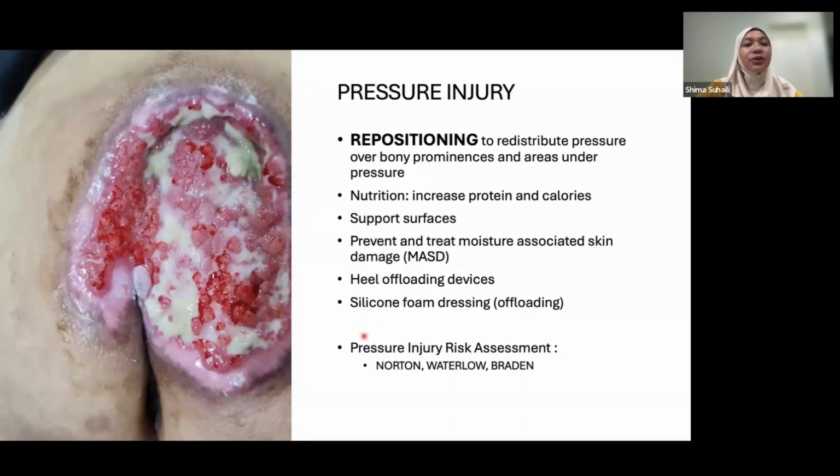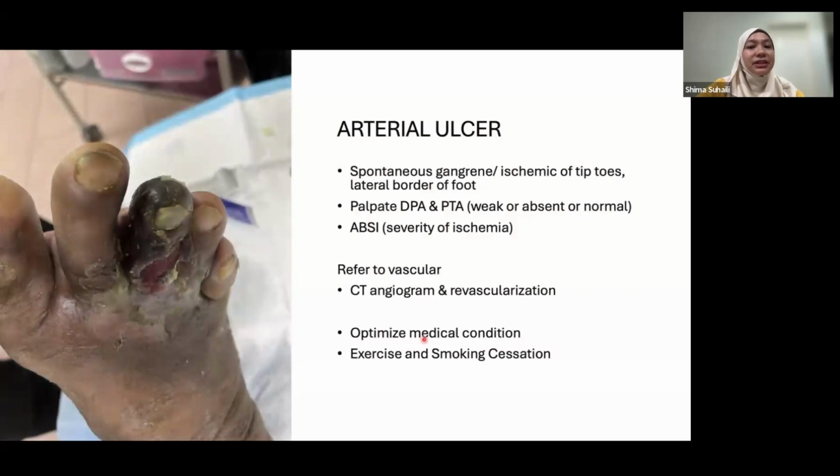Okay, when patient ada high risk untuk dapat pressure injury, contohnya bedbound patient, we have to do pressure risk assessment for them to decide whether that patient dalam golongan yang high risk to get the pressure injury ataupun low risk. From there, barulah kita boleh buat treatment plans to treat the current ulcer, okay, and also to prevent the new pressure injury. Okay, and lastly about the arterial ulcer.